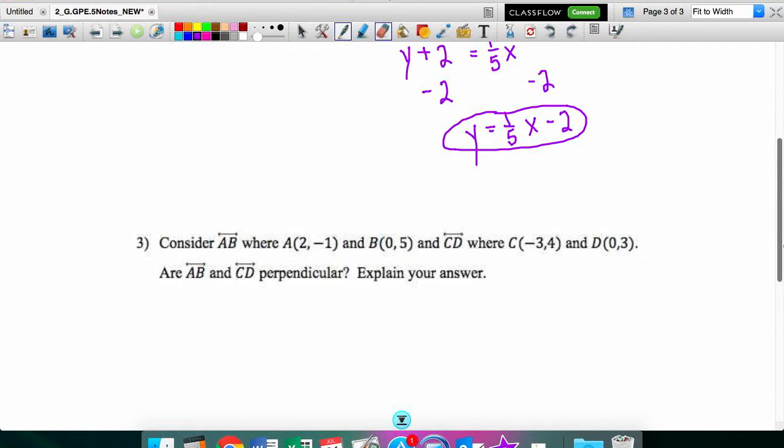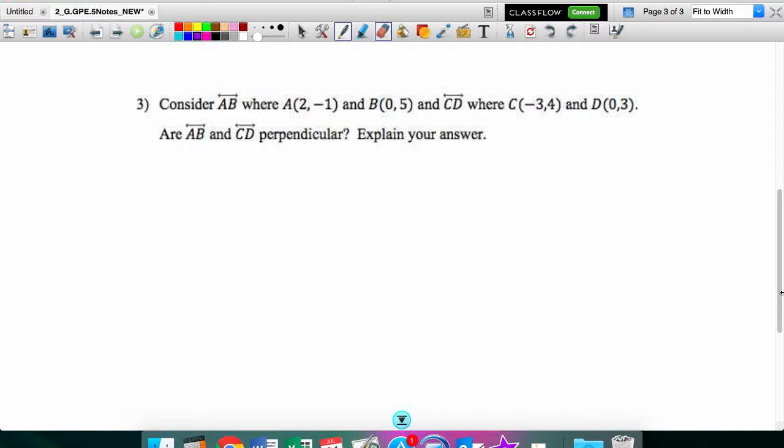One more problem to take a look at. Here, we're going to consider two lines. Line AB, which contains the points (2, -1) and (0, 5), and line CD, which contains (-3, 4) and (0, 3). And the question is, are these lines perpendicular? Explain your answer. This is like the first set of problems. We need to identify the slope of each line and then compare them. However, this time we don't have equations, we have points. So how do I find the slope of AB?